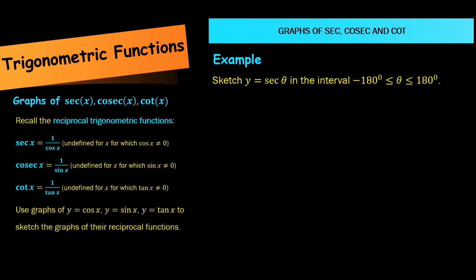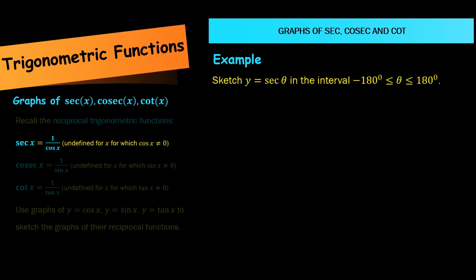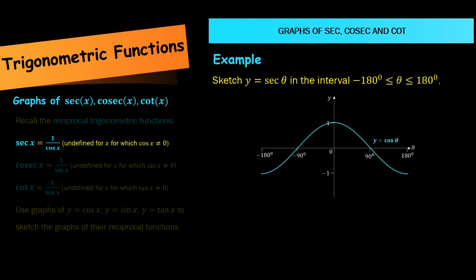Let's look at y equals sec theta first, in the interval minus 180 degrees less than or equal to theta less than or equal to 180 degrees. Of course, sec is defined as 1 over cos, so we begin by sketching the graph of 1 over cos. Here we have the graph y equals cos theta in the given interval. We're going to make some observations.